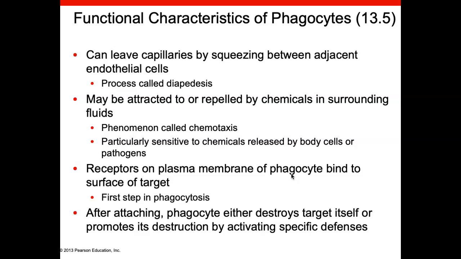Phagocytes can leave our capillaries by squeezing out between the adjacent endothelial cells, and this is called diapedesis. They are attracted by chemotaxis, or chemicals in damaged cells. So they're sensitive to chemicals that are released by body cells or the pathogen. Receptors on the plasma membrane of the phagocyte bind to the surface of the target, and after attaching, the phagocyte either destroys the target itself or promotes its destruction by activating specific defenses.